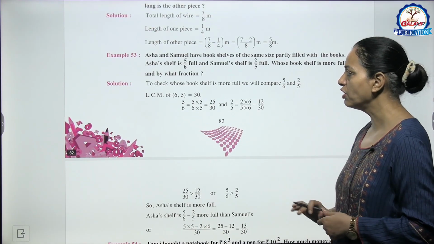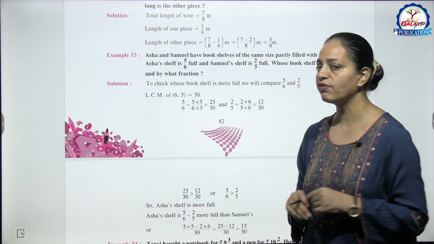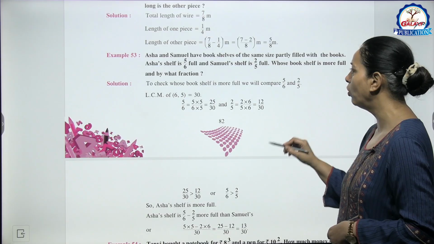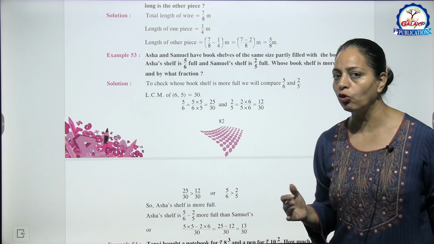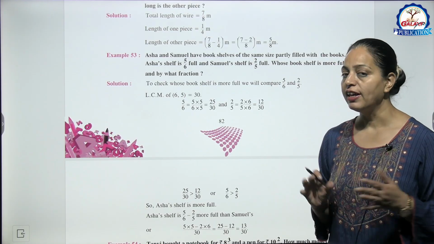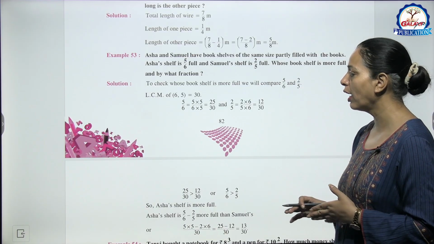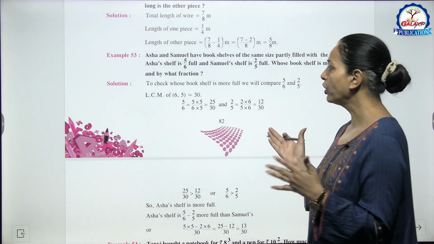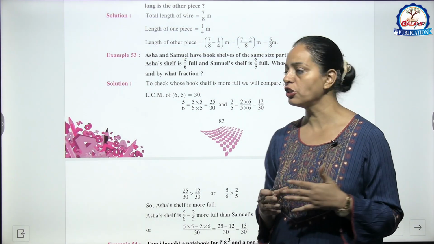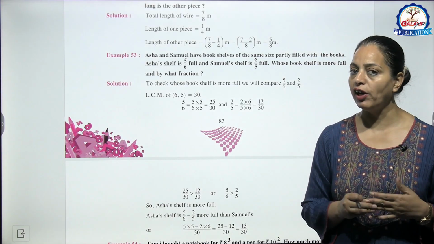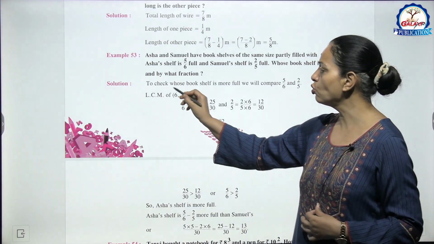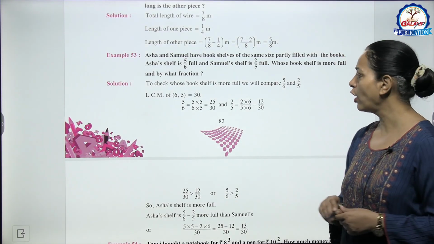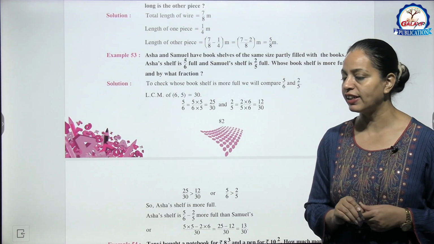Now example 53. Asha's shelf is 5/6 full and Samuel's shelf is 2/5 full. Whose bookshelf is more full and by what fraction? यानी इन दोनों को हमें कंपेयर करना है. So 5/6 and 2/5. So how can we do it? We can do cross multiplication और हम इनको change कर सकते हैं equivalent like fractions में. So to check whose bookshelf is more full, we will compare these two fractions. Now take the LCM of 6 and 5, that is 30.